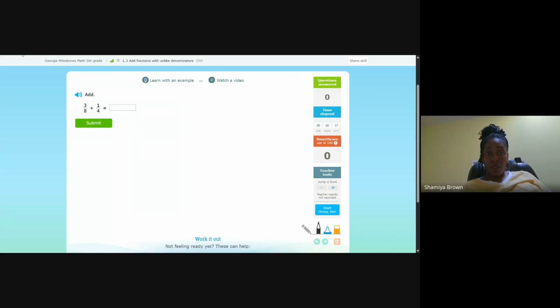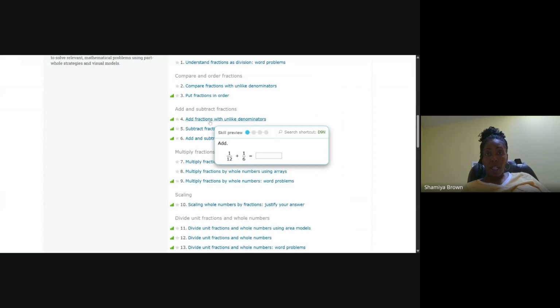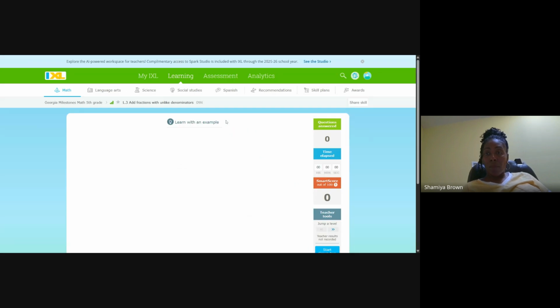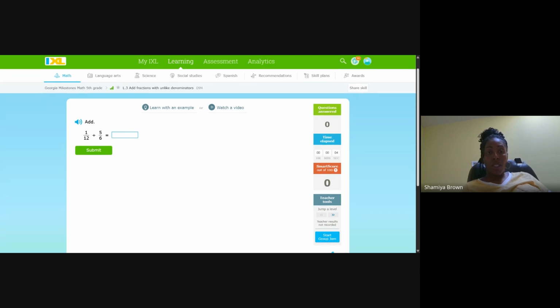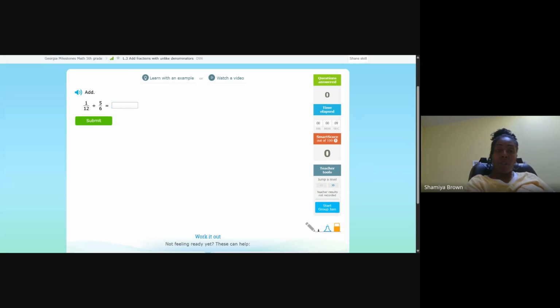All right, so back to this one. I was on adding fractions with unlike denominators. So I'm probably going to just do one of each. So these, I have to find a common denominator. And if you know your multiplication facts, this makes it a whole lot easier.